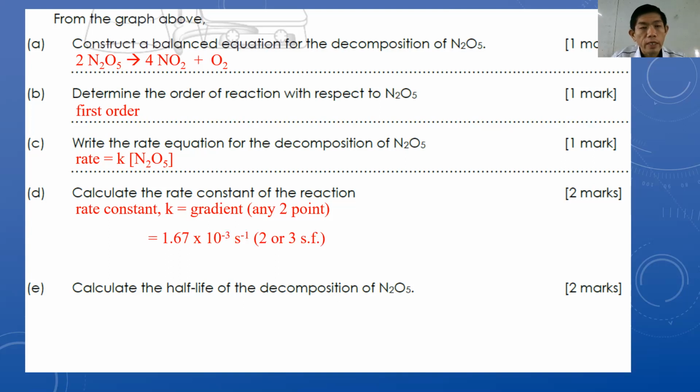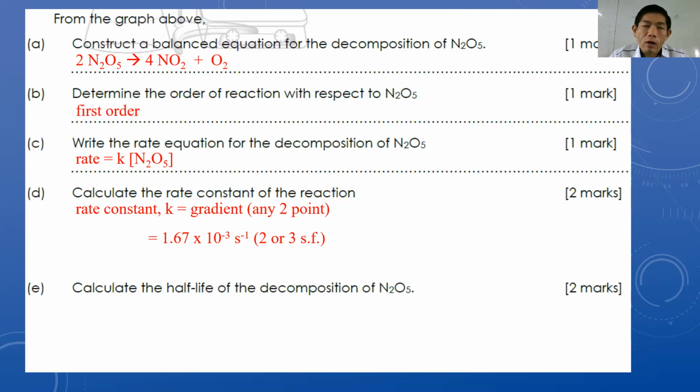In STPM, usually for such a graph, because they already give you the graph and it is not plotted by yourself, there will be only a small range of acceptance for this answer. So in this case, if you get somewhere between 1.65 to 1.7, they should be able to give you 1 mark for the answer here.